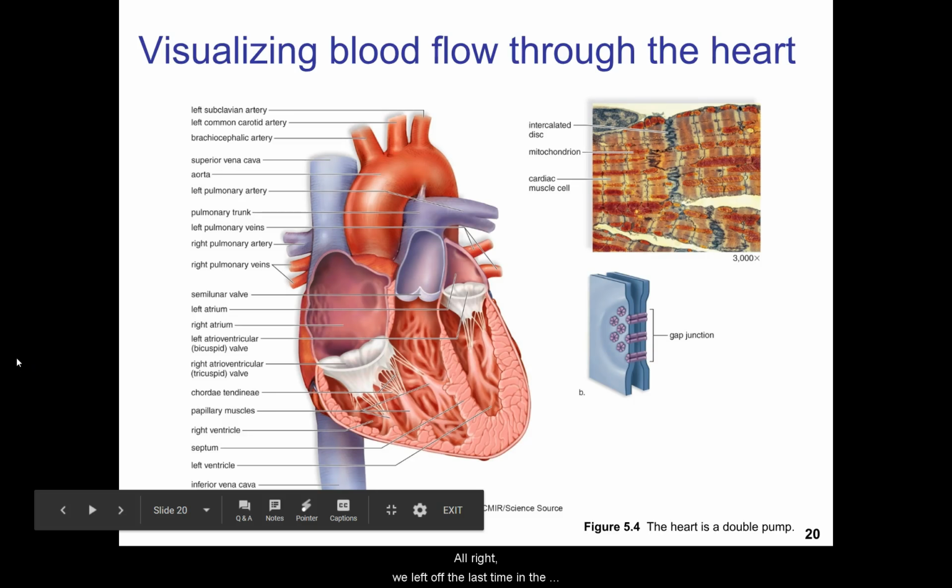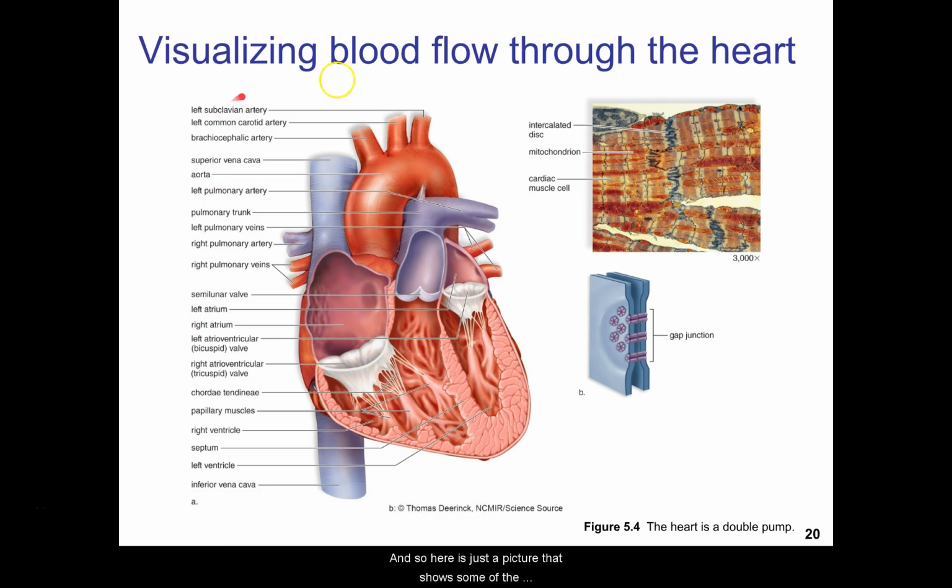Alright, so we left off in the last video with blood flow and how blood flows to the heart. Here is a picture that shows some of the external anatomy, like your aorta and your descending aorta, along with this internal anatomy. It also shows a nice schematic image of a gap junction, and a nice histology of what an actual intercalated disc would look like with the mitochondria.